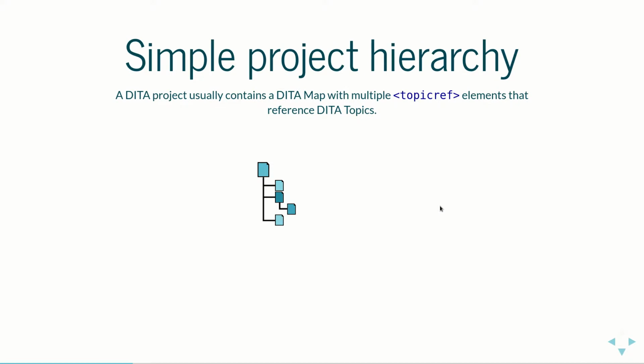So how does a DITA project look like? A DITA project usually has a root map, and the root map contains topic references and assembles all the topics together to create a hierarchy. You can also nest a DITA map in a DITA map, and so you can create flexible chunks of information as you like, as you need it.